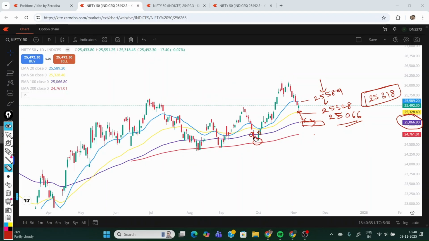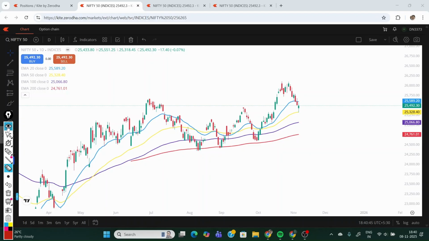Let us move to Fibonacci retracement. In the previous weekly video also, we had discussed those levels, and they are proving to be of significance based on the last week's Nifty action.